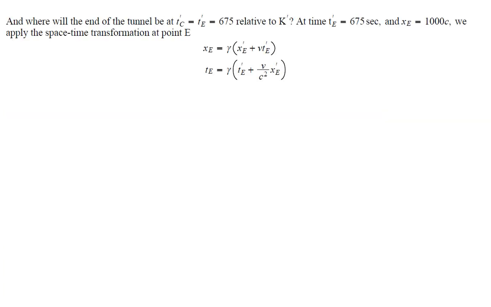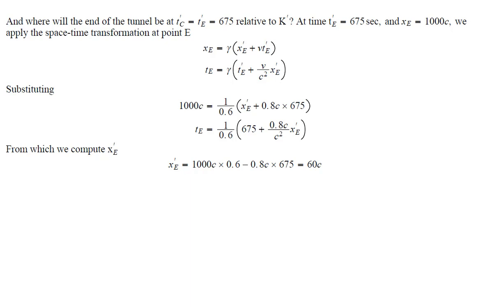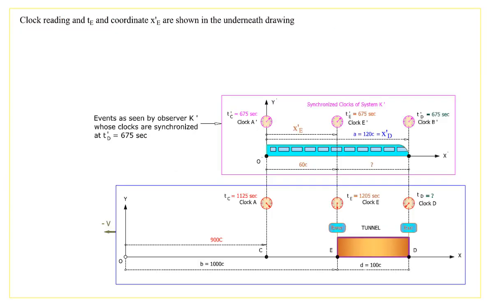And where will the end of the tunnel be at t'C equals t'E equals 675 seconds relative to K'? At time t'E equals 675 seconds, and xE equals 1000c, we apply the spacetime transformation at point E. Substituting, from which we compute x'E equals 60c. And that is at time tE equals 1205 seconds. Clock reading tE and coordinate x'E are shown in the underneath drawing.